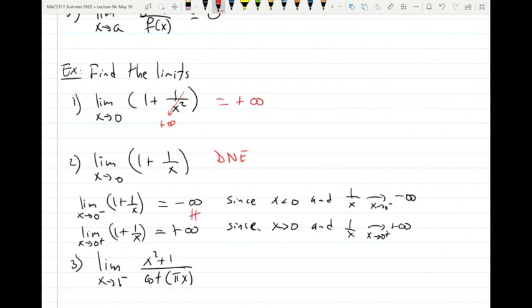I mean, even if it would have been infinity, it still would say it does not exist, but there is meaning to it, right? Here we're saying it does not exist because the behavior is different. Here it also did not exist, but we know the function is going to infinity on both sides. Okay?